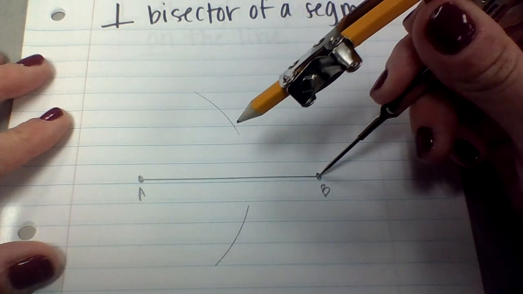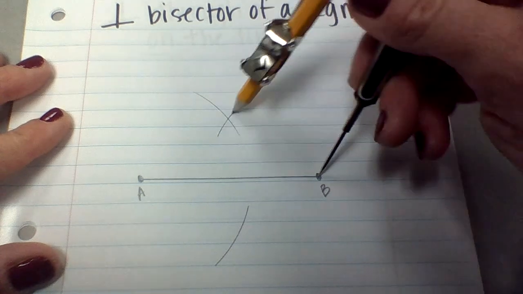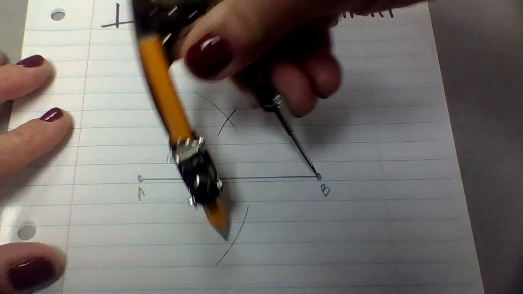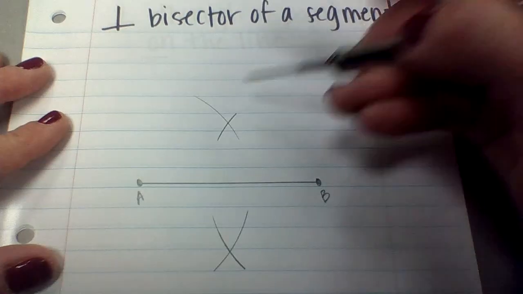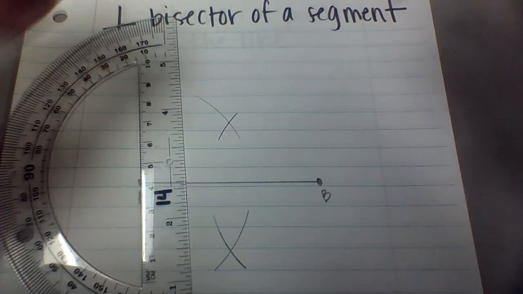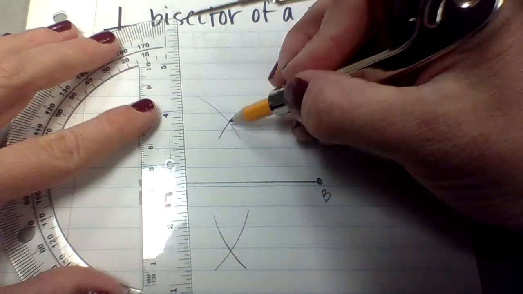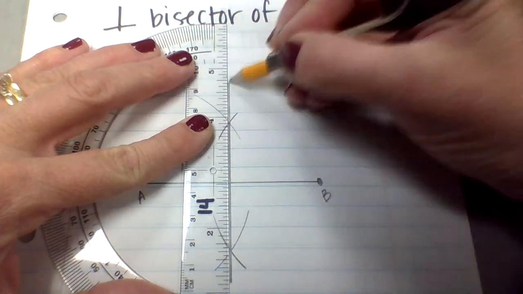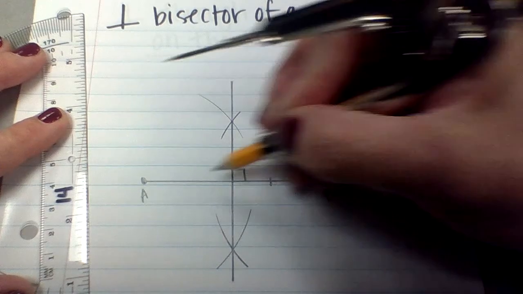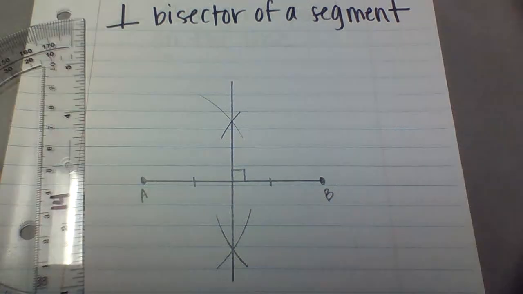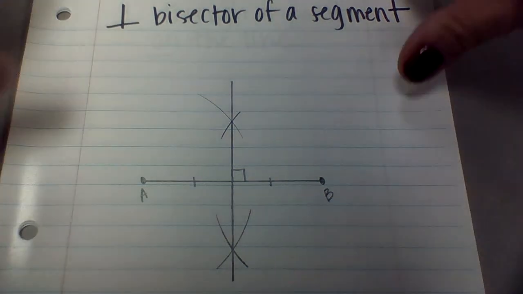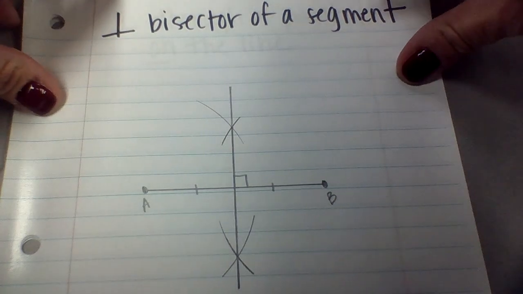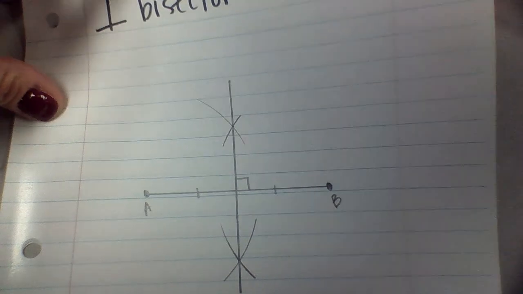Go to point B, make it the same radius, do not change it at all. Go above and below, and these 2 points right here, once connected, will create the perpendicular bisector of the segment. So go ahead and practice that again, and we'll move on to the next one.